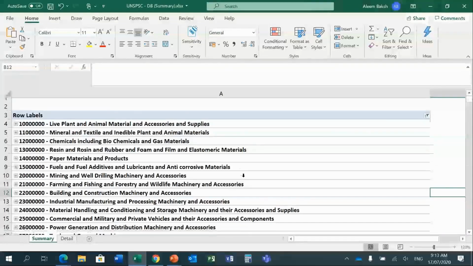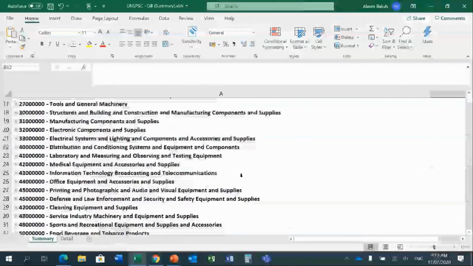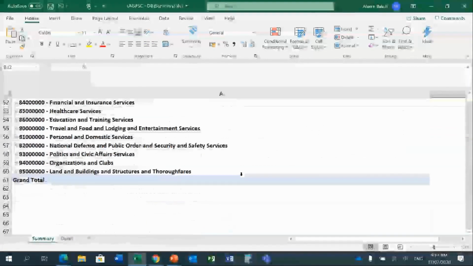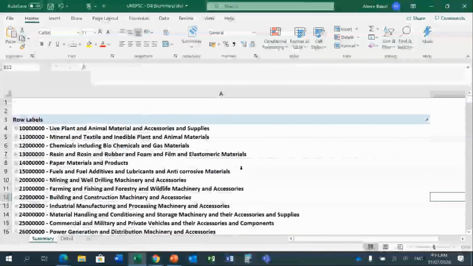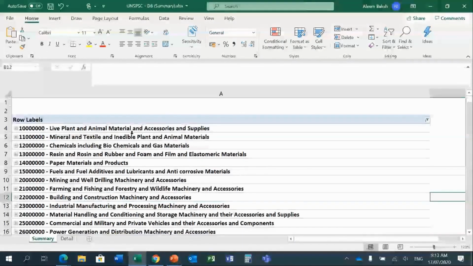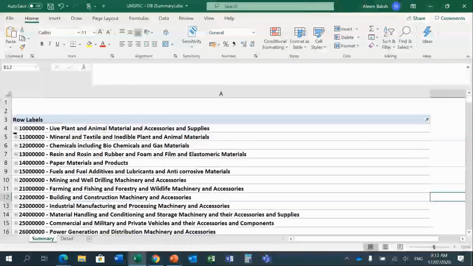So this here is the full listing of the codes, and at the highest level, the segment level, there are approximately 55 of these, 55 segments.